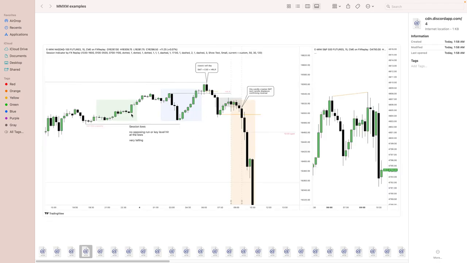All right, so now we're going to confirm it with the daily profile. So what do we see, right? Classic buy or sell day. We have session lows to target. So we have the SMT, we have the CSD, and the high resistance liquidity run. Session lows, no opposing run or key level hit. That is very telling, right?